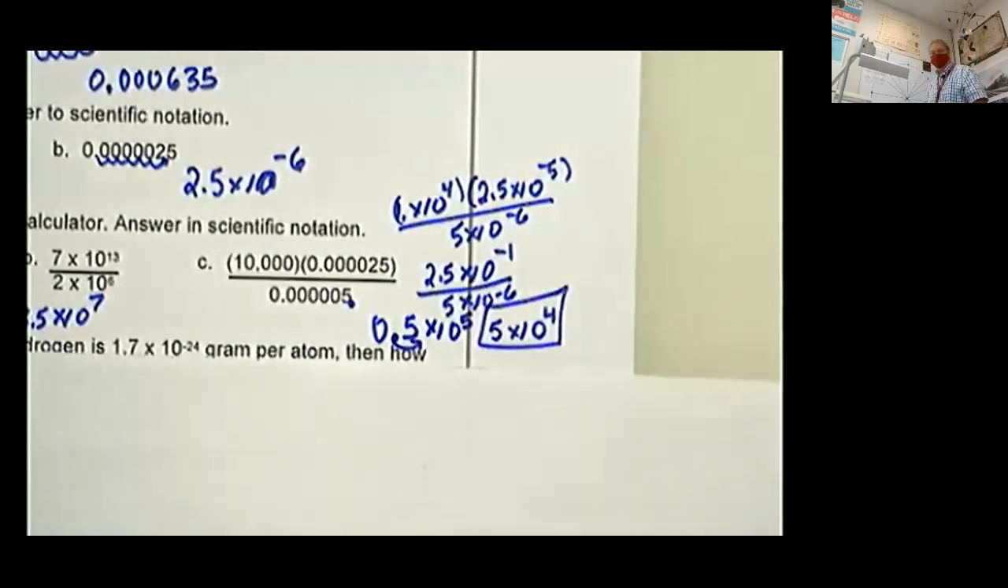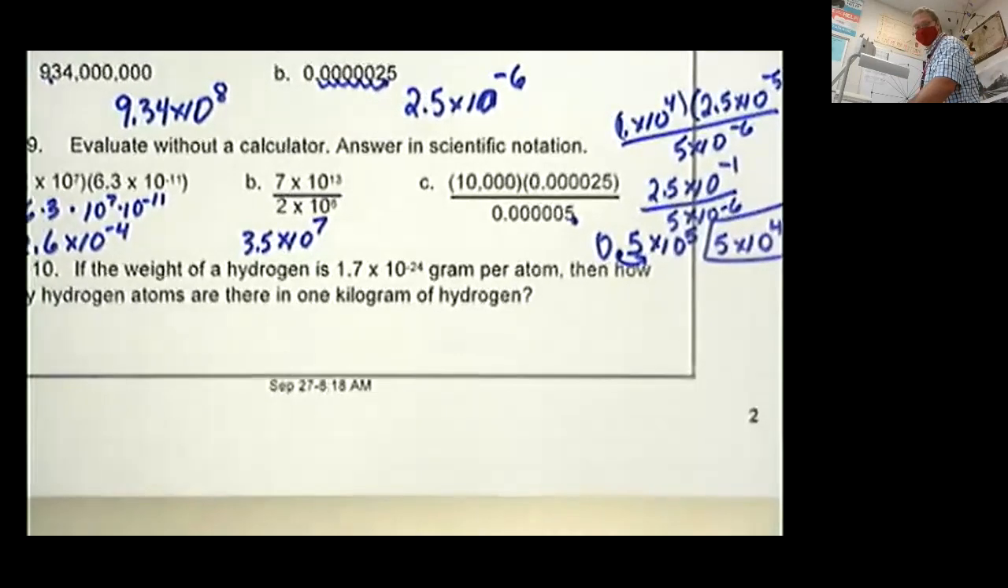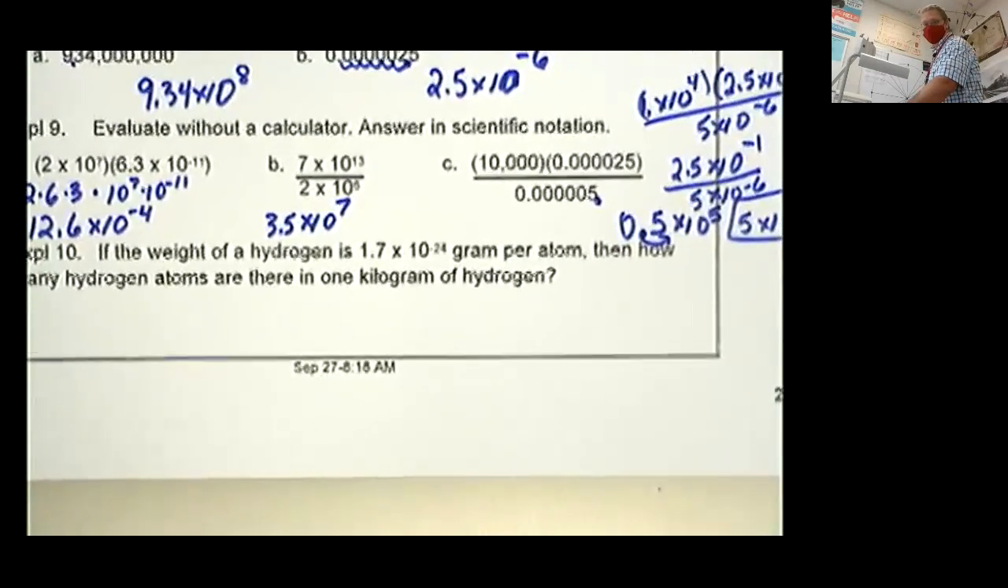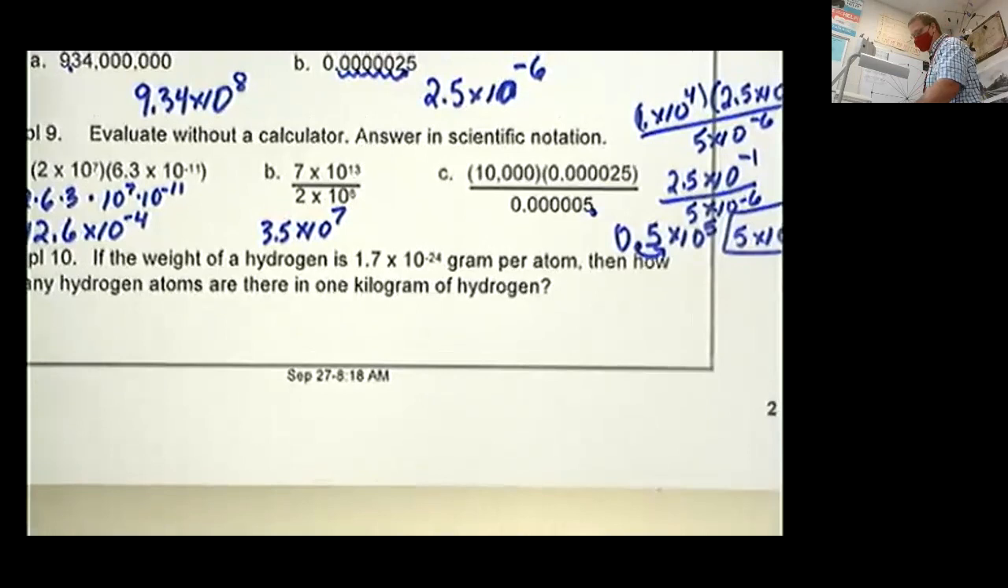So it's possible to do those without using a calculator. Example 10, the weight of a hydrogen atom is 1.7 times 10 to the negative 24th gram per atom. How many hydrogen atoms are there in 1 kilogram of hydrogen?